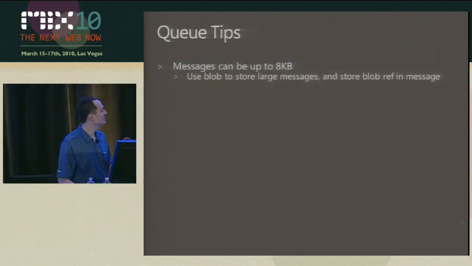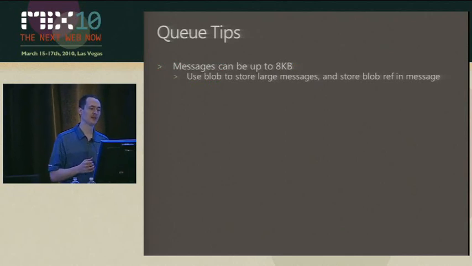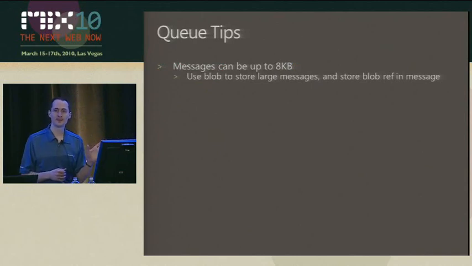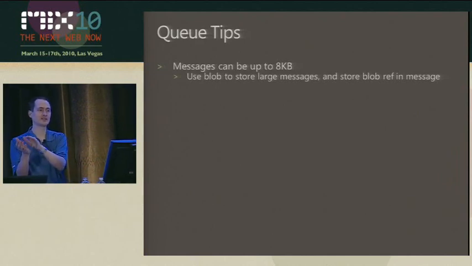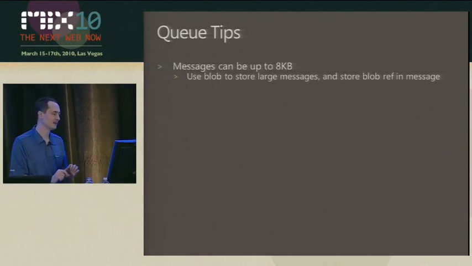So just to summarize queues, giving a few queue tips here. The messages that you actually store can be up to 8 KB in size. If you need to store a message larger than that, you can store the message's content in maybe a blob and then store the blob reference inside of the message.